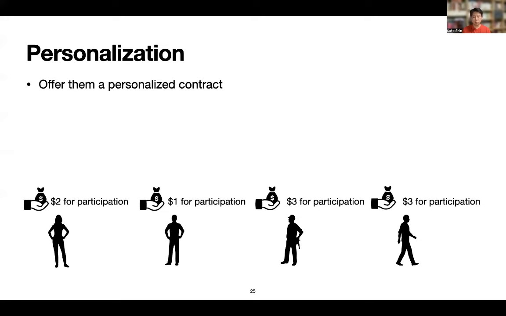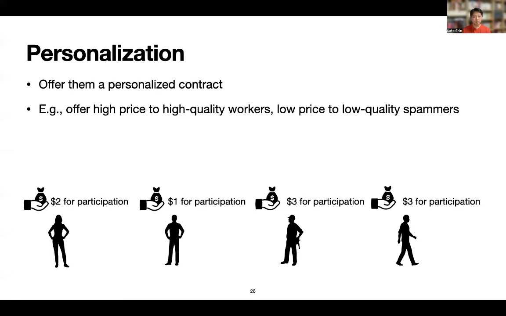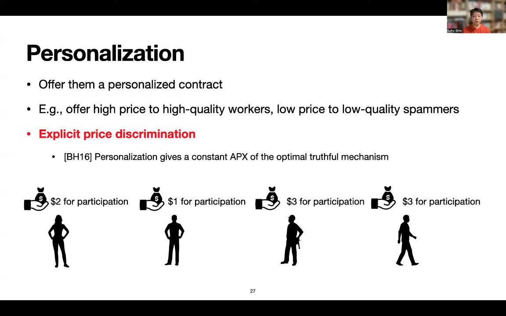To overcome such a challenge, one way is to offer each worker an individually tailored contract by observing their historical behaviors. For example, one may offer a higher price to workers who historically provide high quality answers, and vice versa. This refers to explicit price discrimination, and there is a well-known result that the personalized posted price mechanism efficiently approximates the optimal Bayesian mechanism.